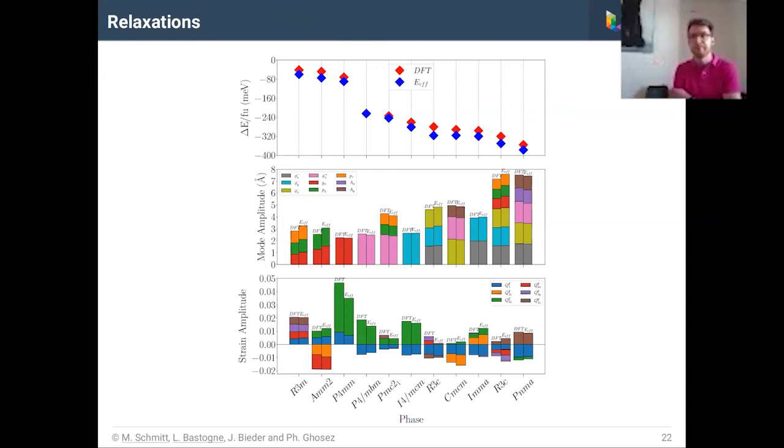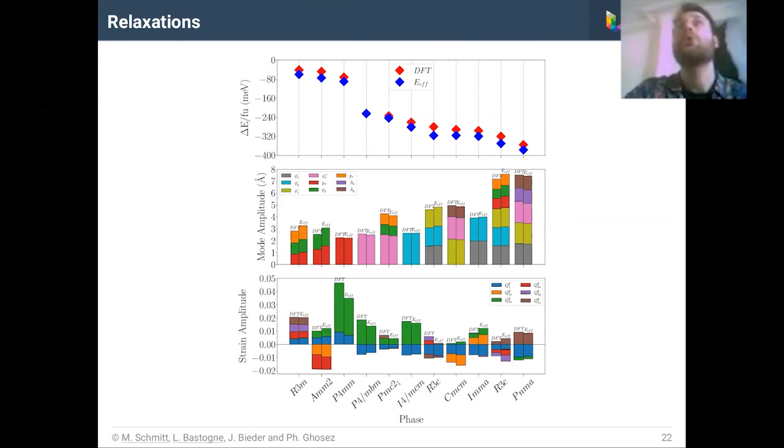Okay, a second test that we can do is to take the effective potential and relax the pertinent phases. So what Louis was showing is basically checking how the energy is reproduced at the same data point. Now we impose a symmetry and compare the relaxation between DFT and the effective potential.